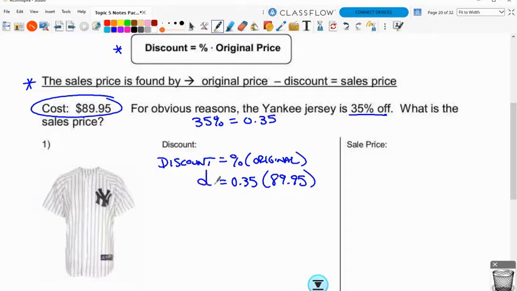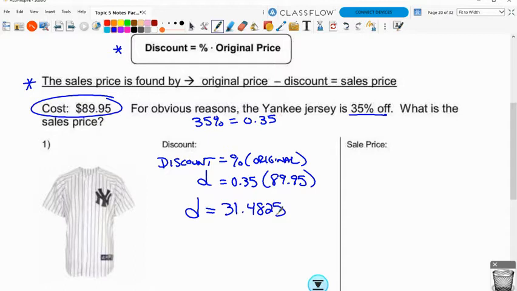That means we're going to calculate how much the discount is. So I'm going to use D for discount. The variable is alone on the left-hand side, which means on the right-hand side, all I have to do is multiply. I'm going to use my calculator, and type in 35 hundredths times $89.95. When I do that, I get the decimal 31.4825.